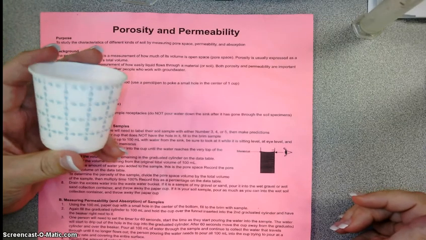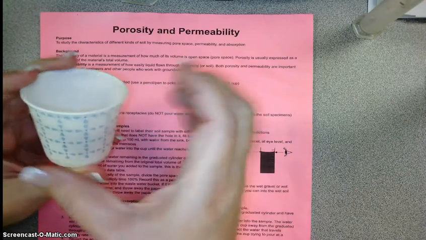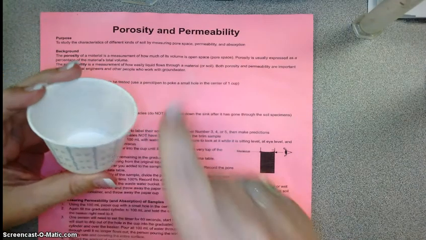The measurement on the box says it's 3 ounces, which is 90 milliliters, but that's so you have a little bit of room when you hold it, so it doesn't spill. It's exactly 100 milliliters.